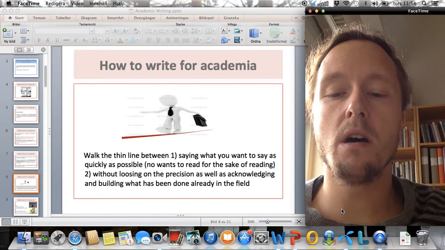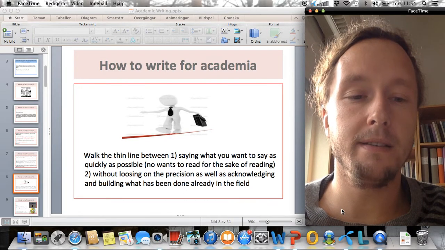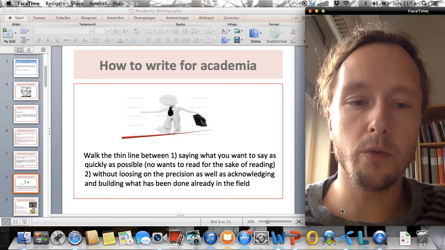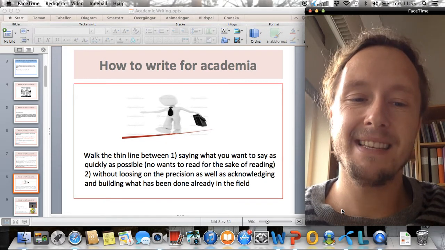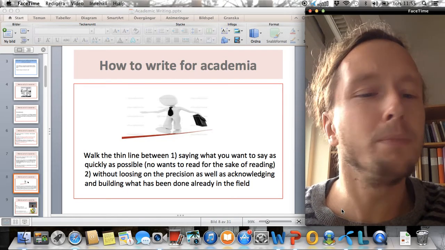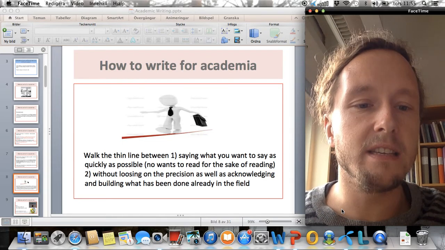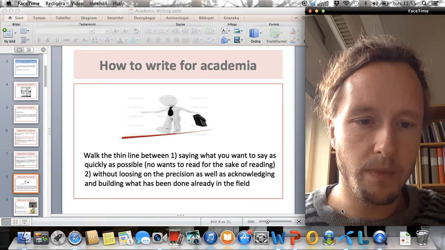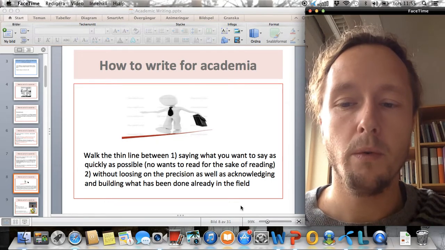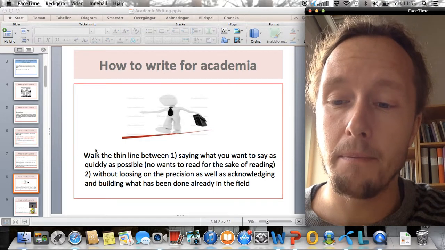And you should also acknowledge and build upon what has already been done in the field. So it's a particular genre, you have to build on the field, you should be as precise as possible. At the same time, don't tire the reader. Don't put a lot of bullshit in there for the sake of filling the thesis with pages. You should be as precise and quick as possible without losing the precision. Now, this is an art. It's not easy, but you will learn.